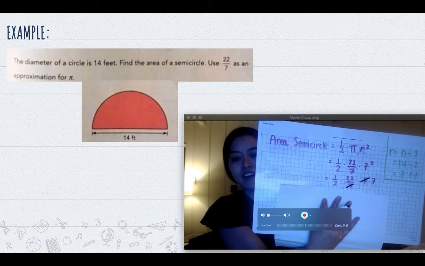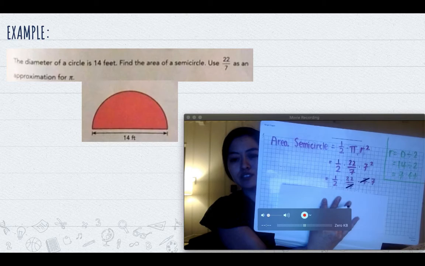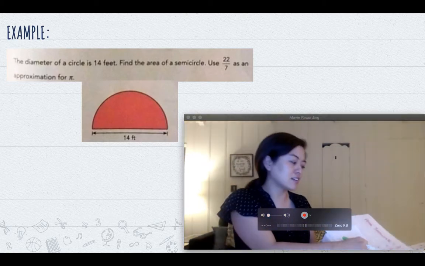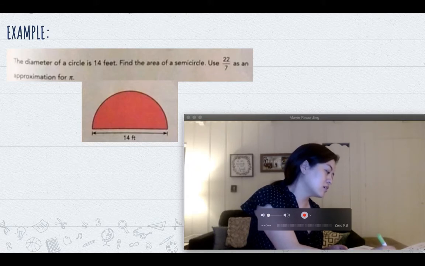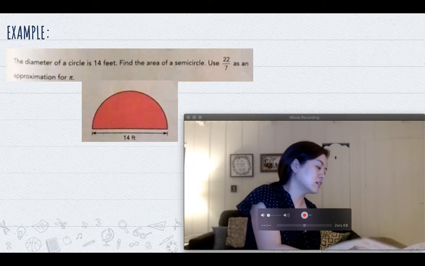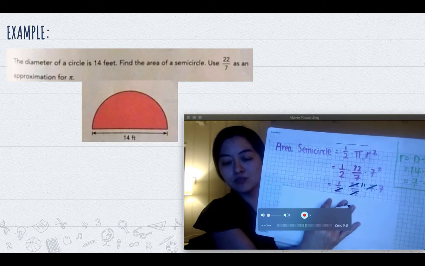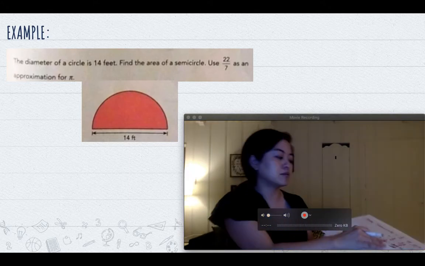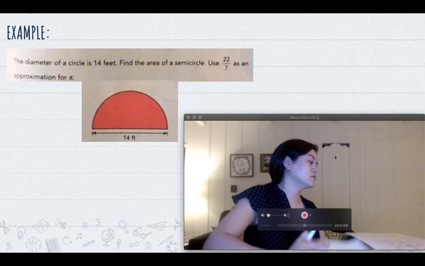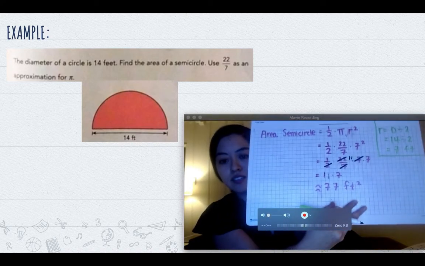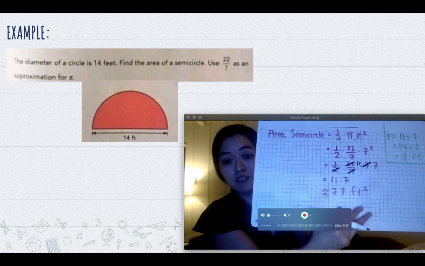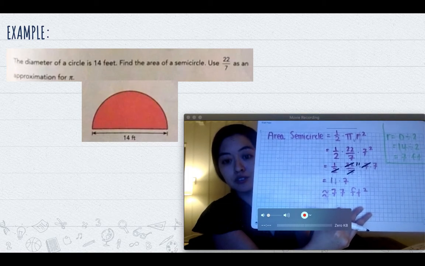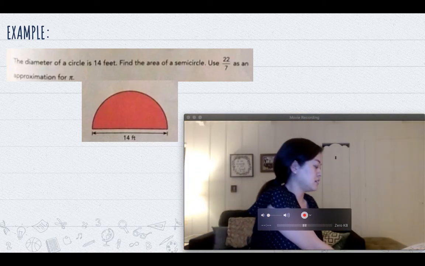But hey, I know half of 22, right? What's half of 22? That's just 11, isn't it? Okay, 11. So now what I'm left with is just 11 times 7. And so 11 times 7 is 77 square feet for the area of the semicircle.